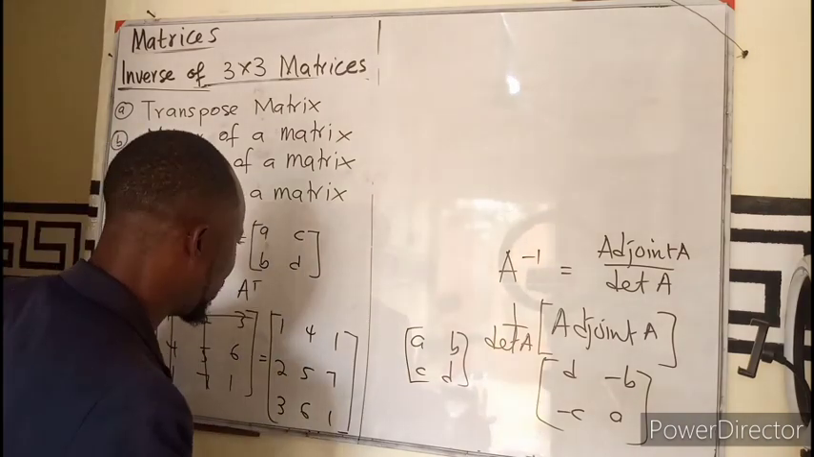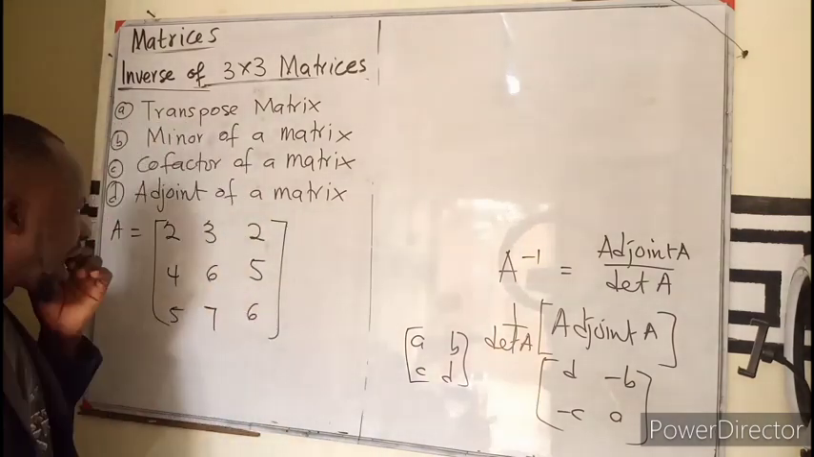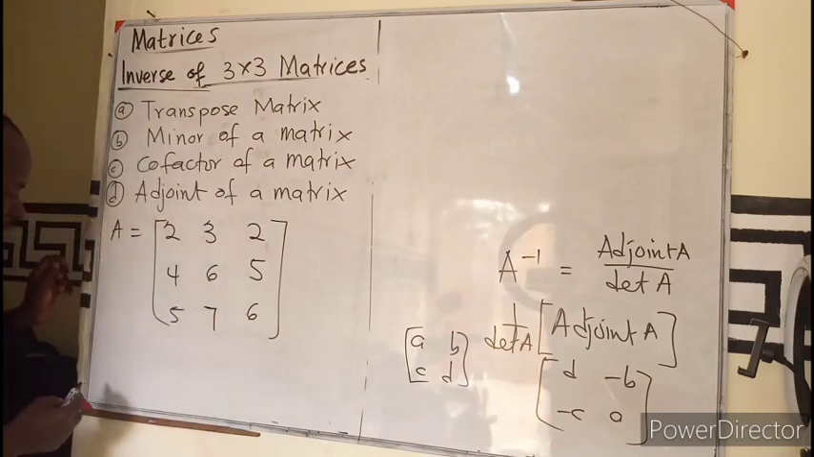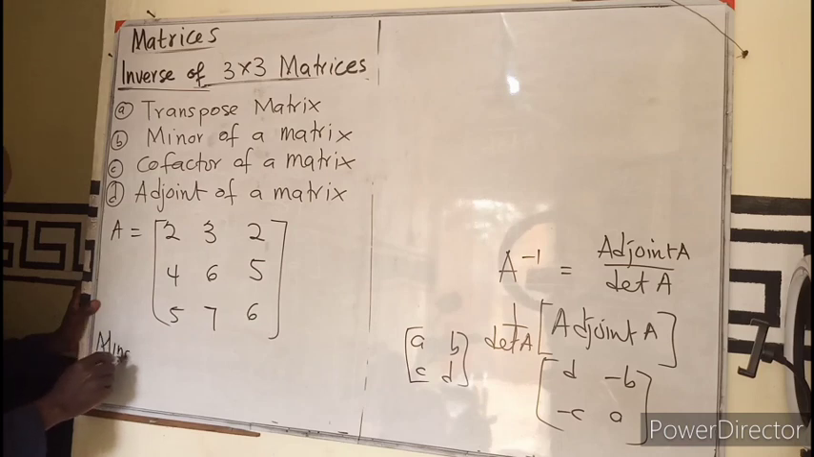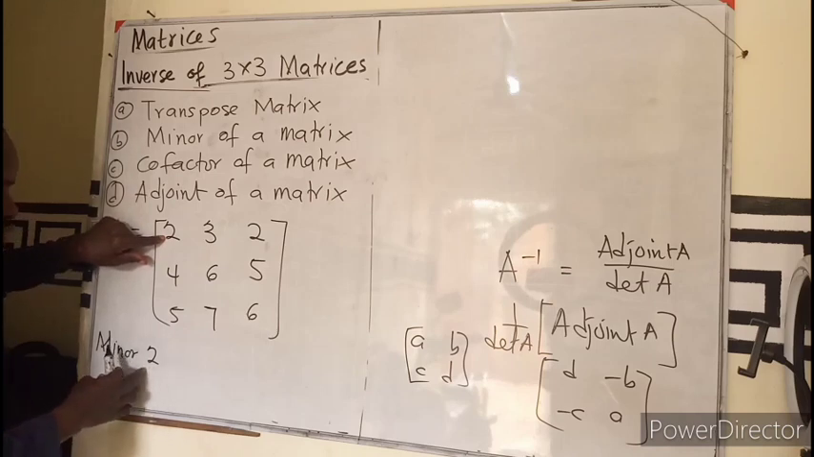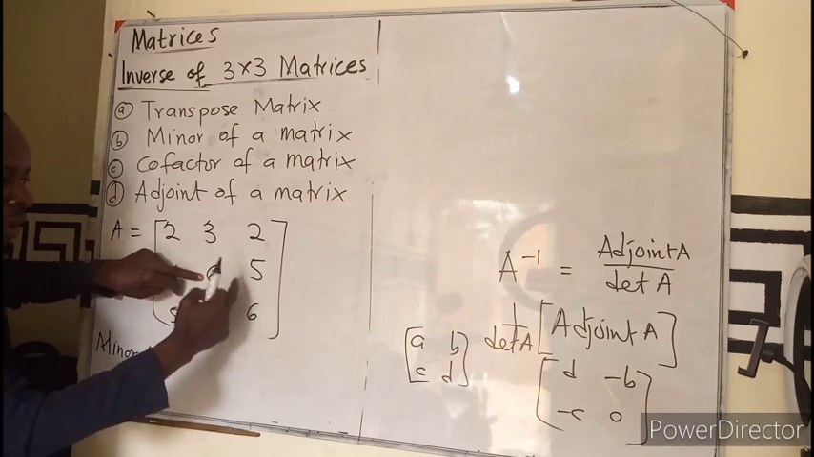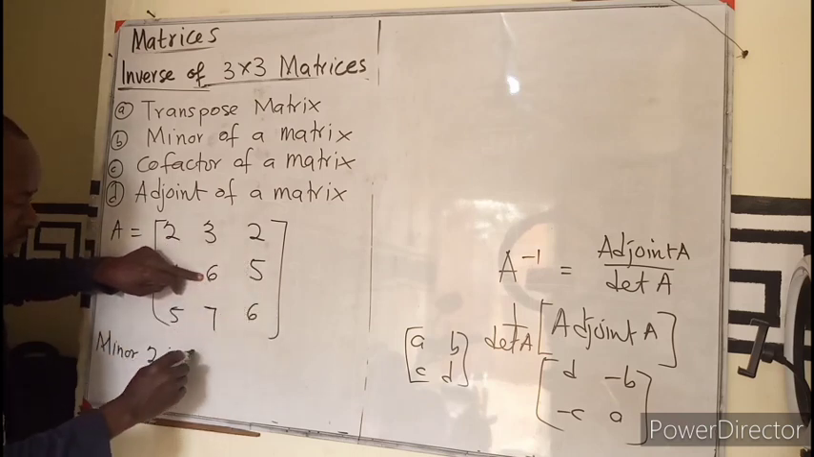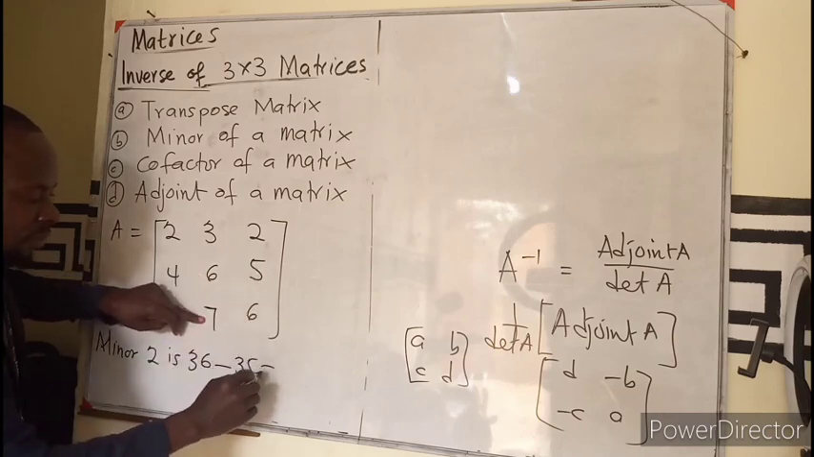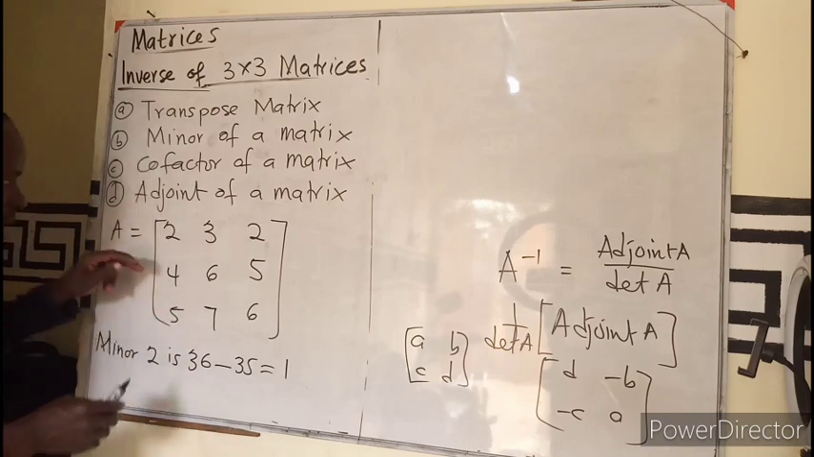So let's put it in. Let's see, we have this matrix A. We want to find the minor. If I want to find the minor of 2, I would like to go in a row form. So it means for 2, if I cover all this and this, I'll be left with this. So I'll find the determinant of this. This time this is 36 minus the other diagonal, I have 35. So the minor of 2 is going to be 1. Clear? I'm going row by row.